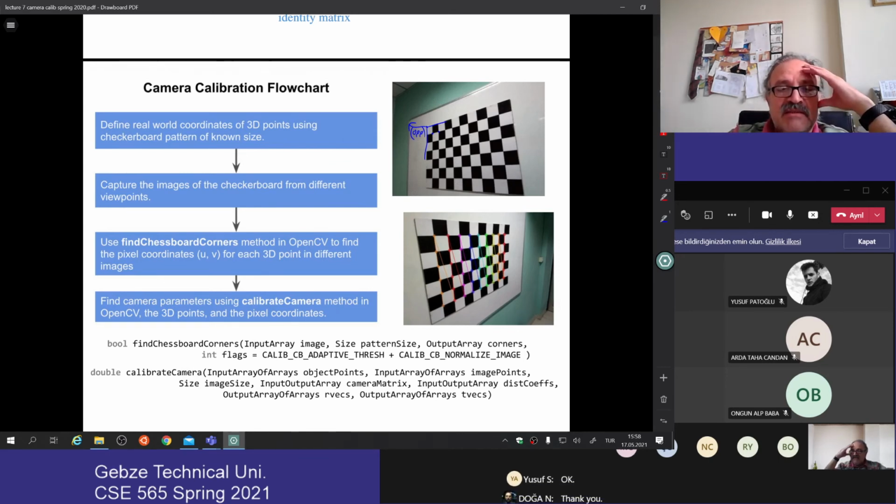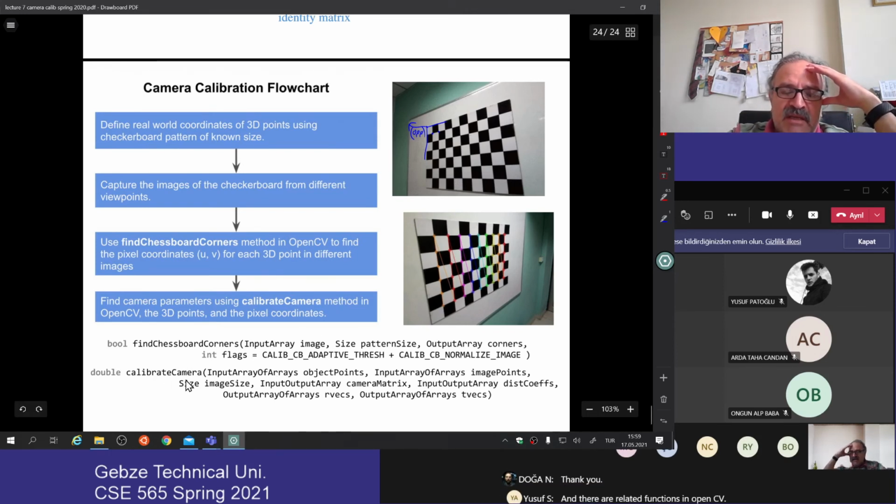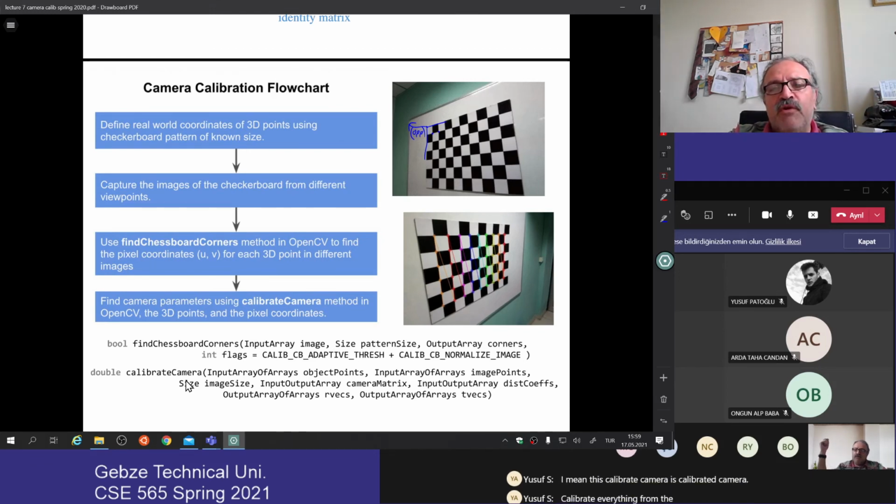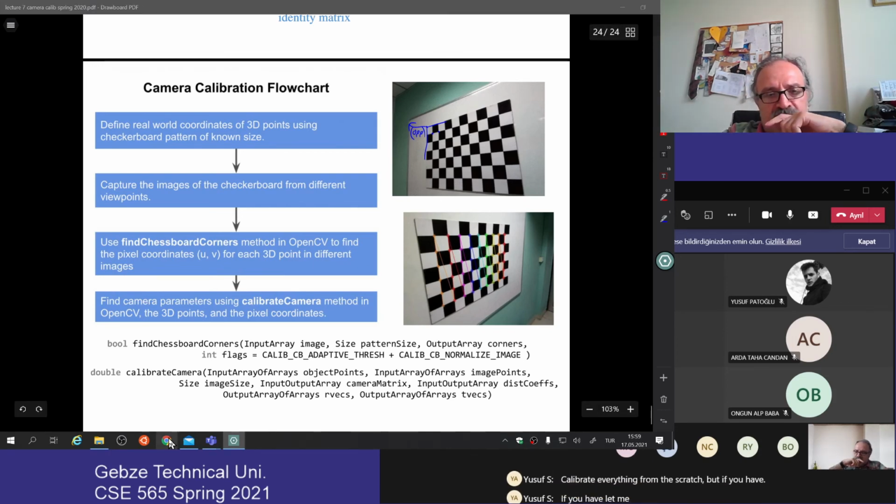And there are related functions in OpenCV. I mean, this Calibrate Camera calibrates everything from scratch. But if you have, let me try to find it. If you have the intrinsic parameters, you don't have to provide OpenCV camera calibration.